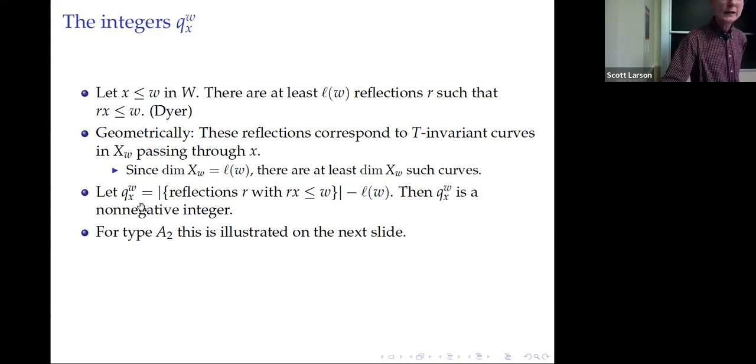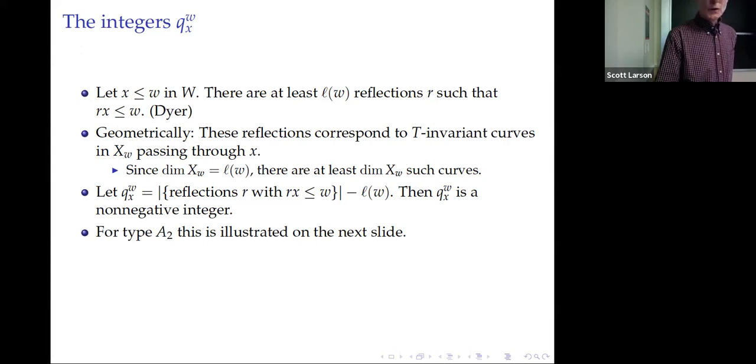So if we take two elements in the Weil group, so again, the Weil group you can think of as like the symmetric group, where it's going to be a group of an affine symmetric group. The reflections are like the transpositions. If X is less than or equal to W, there are at least the length of W reflections such that Rx is less than or equal to W in the Brouwer order. And geometrically, what these reflections correspond to are T invariant curves, torus invariant curves in XW passing through X. There have to be at least the dimension of XW such curves.